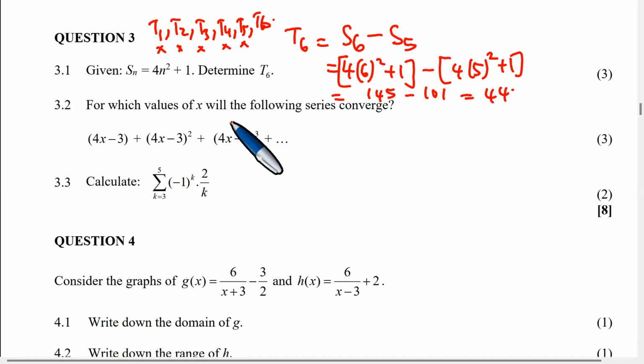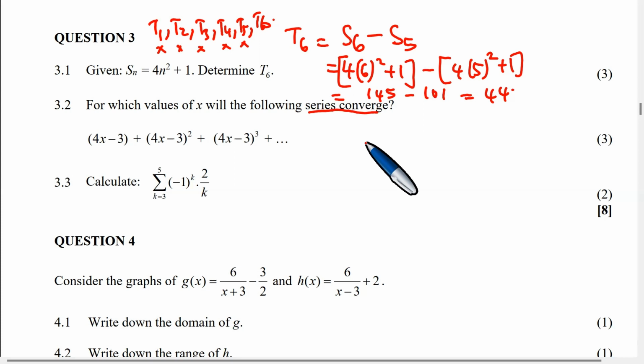Right, for which values of x will the following series converge? So if you have (4x - 3) plus (4x - 3) squared plus (4x - 3) cubed and so on. For which values of x will the following series converge? Convergence, we're discussing series convergence.